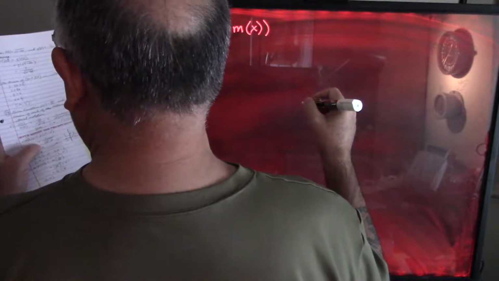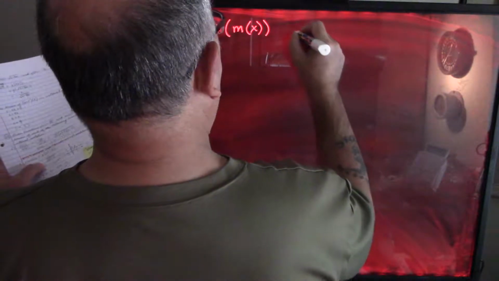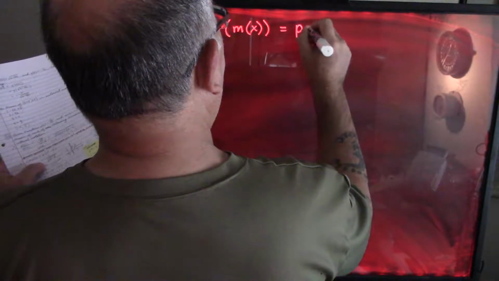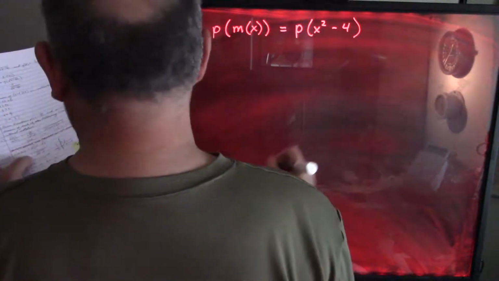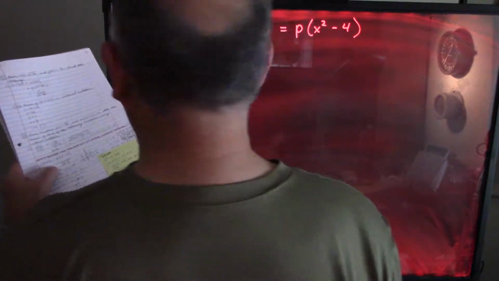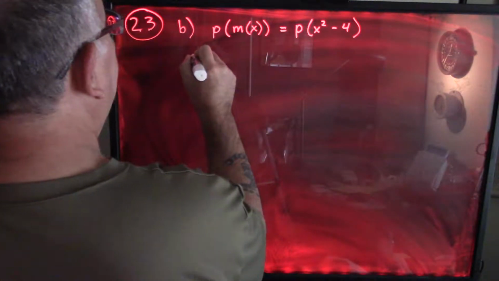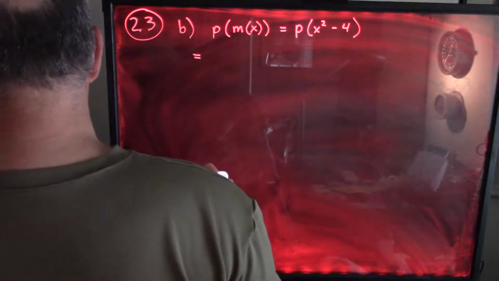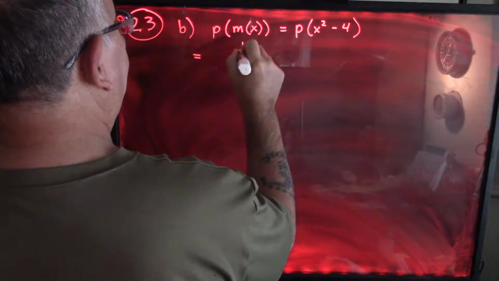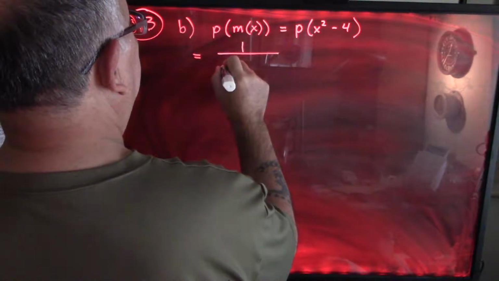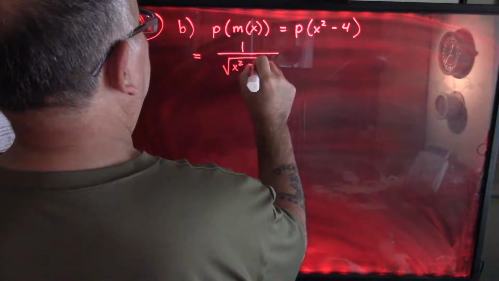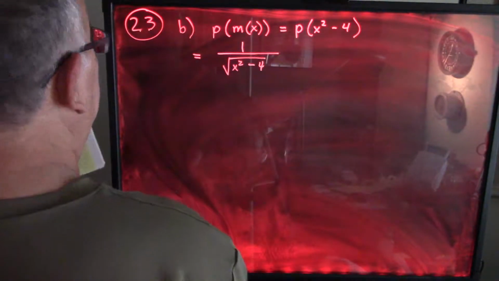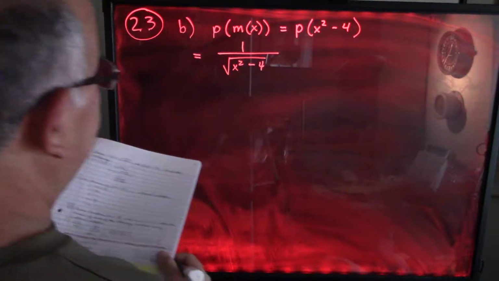So what is m of x? It is x squared minus 4. So this is p of x squared minus 4. What's p? It's 1 over square root of x. So this is equal to 1 over square root of x squared minus 4. Alright. Looks simple enough so far.